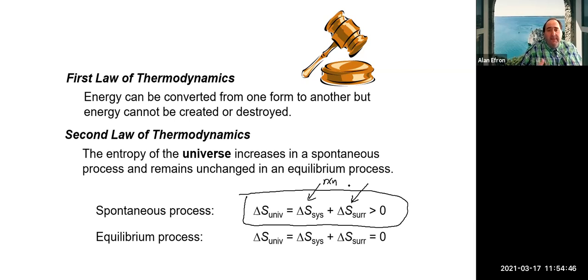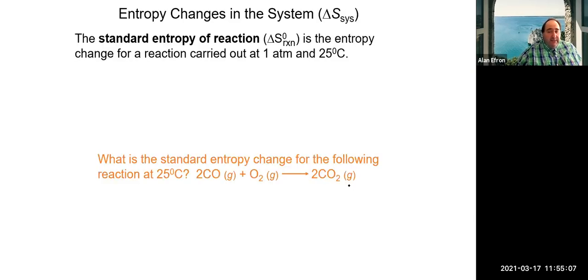So let us talk about how to calculate each of those, both the delta S of the system, which is also sometimes referred to as the delta S of the reaction, because again, as we talked about, in most cases the reaction is the system that you're looking at, and how to calculate the delta S of the surroundings. We're going to start with the system.